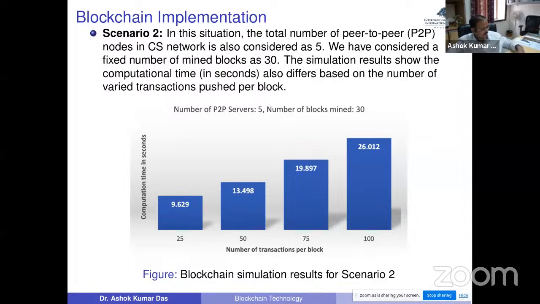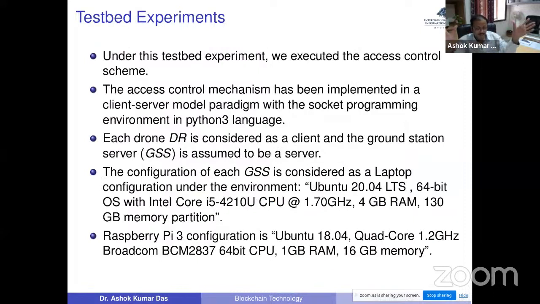Then finally, the question comes: can we have a real test bed to see how the scheme is performing? The answer is yes. In our lab, we finally tested our protocol using a test bed environment. In the test bed environment, we took a drone as a client, and the GSS as the server. We use the client-server model, using socket programming in the Python 3 language. Then we configured the GSS as a laptop configuration. We take the Raspberry Pi 3 configuration as the drone.